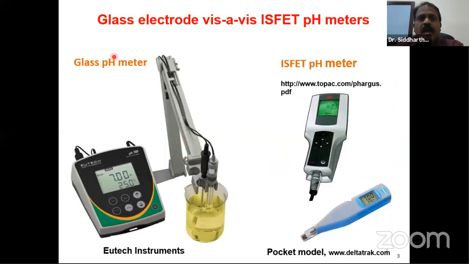So now let us look at a typical glass electrode based pH meter, the schematic which is shown on the left hand side of the presentation slide, and compare it with the ISFET based pH meter, for which a typical photograph from a commercial product is shown here.